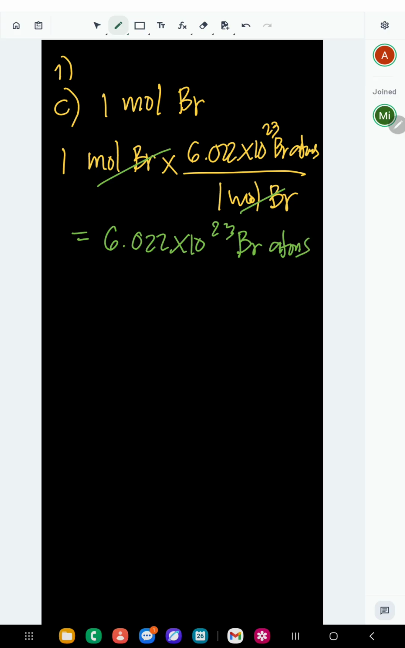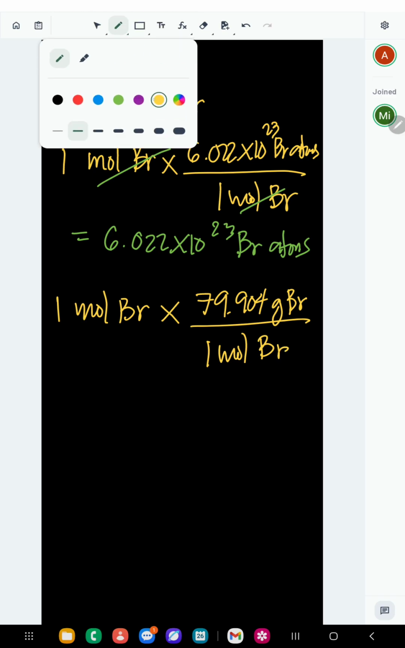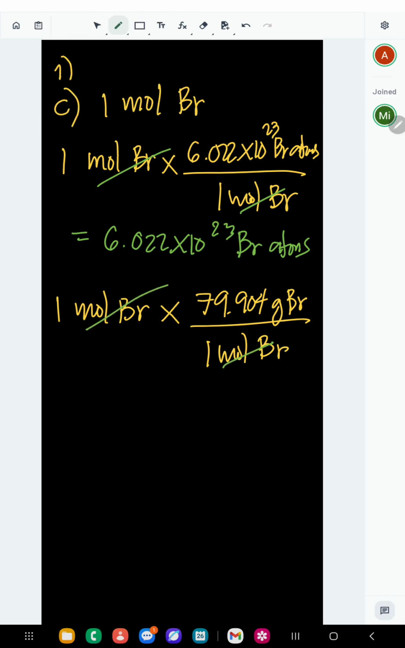And now we convert mole bromine to grams. So 1 mole bromine, what is the molar mass of bromine? 79.904 grams bromine per 1 mole bromine. Make sure you cancel out the mole unit. Then that means that 1 mole bromine is just equal to 79.904 grams bromine.